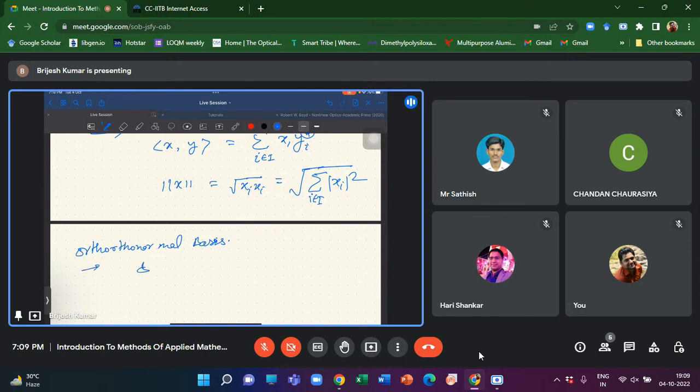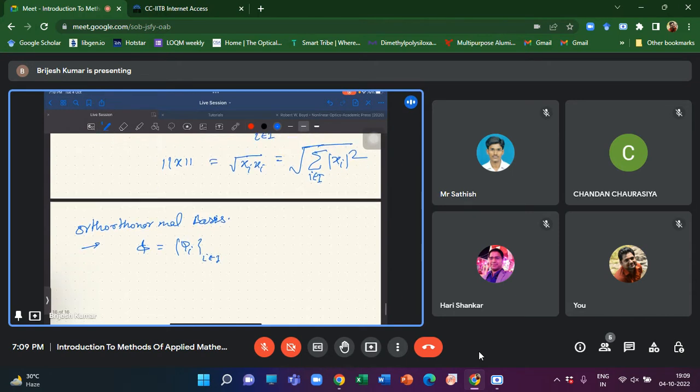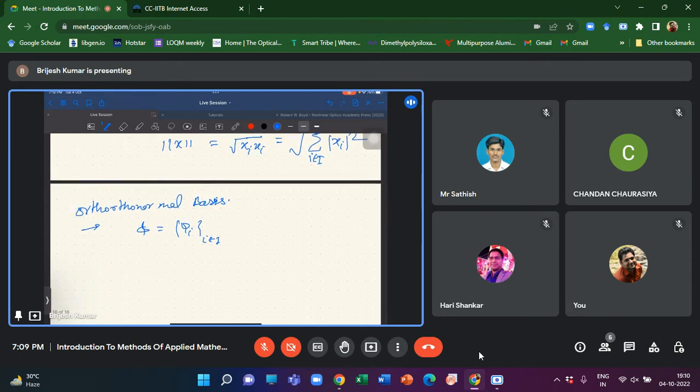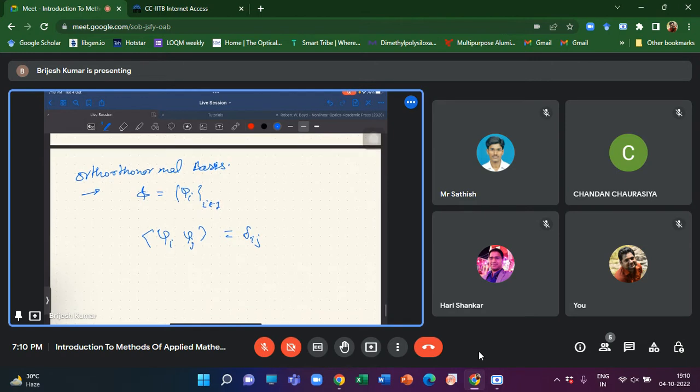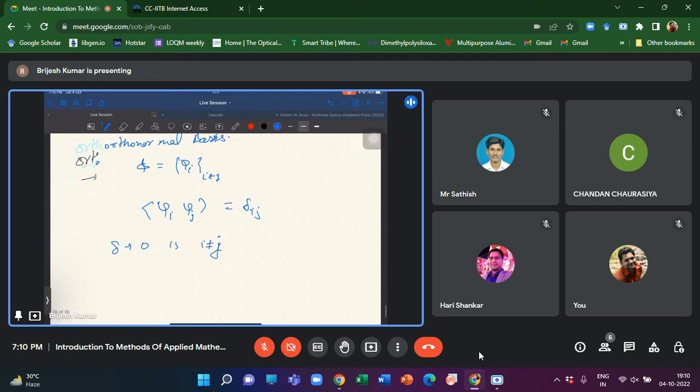And this orthonormal basis we will define like this. If any phi which is equal to psi, where i belongs to I, the same, then if two vectors from this set, let's say psi i and psi j, the inner product of these equals delta ij, where delta is the canonical delta, which is 0 if i is not equal to j, then this set is called the orthonormal set. Okay, so this definition I think you know already.